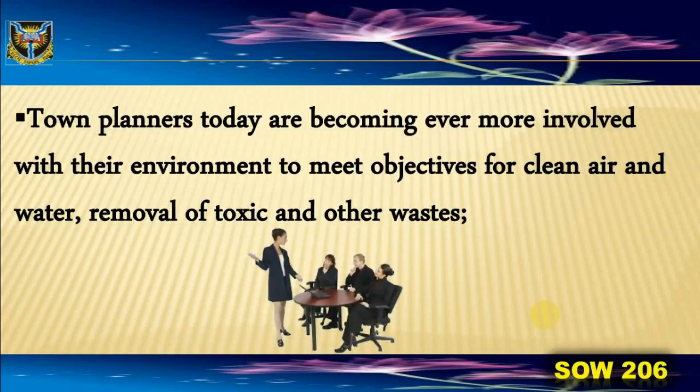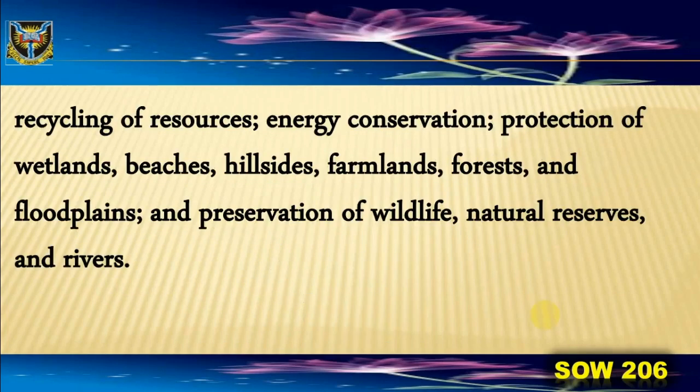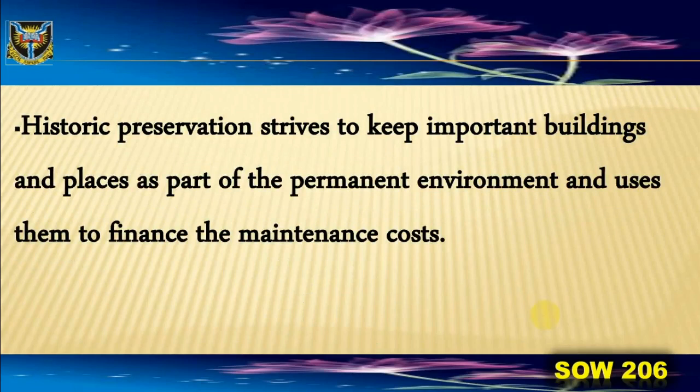Town planners today are becoming even more involved with their environment to meet objectives for clean air and water, removal of toxic and other wastes, recycling of resources, energy conservation, protection of wetlands, beaches, hillsides, farmlands, forests and floodplains, and preservation of wildlife, natural reserves, and rivers. Historic preservation strives to keep important buildings and places as part of the permanent environment and uses them to finance the maintenance cost.